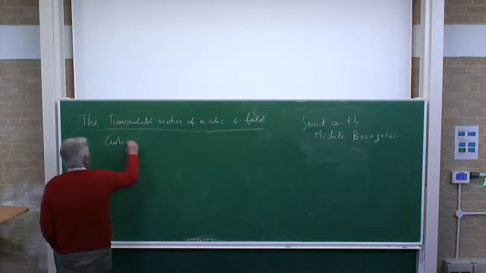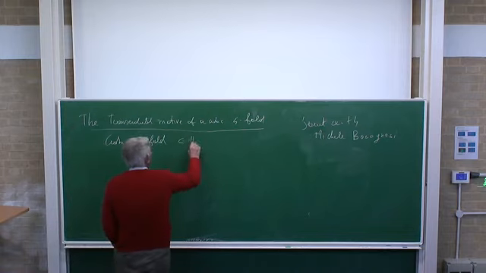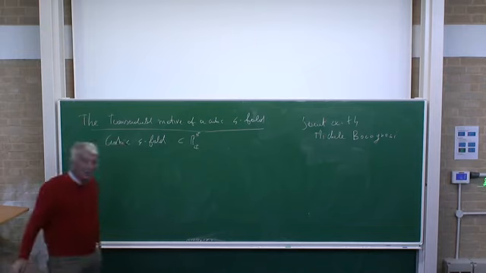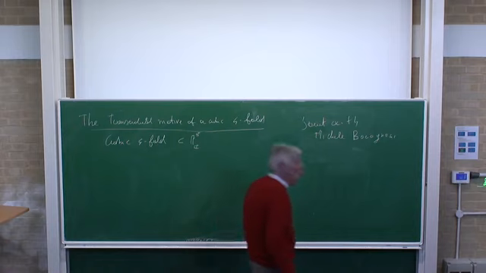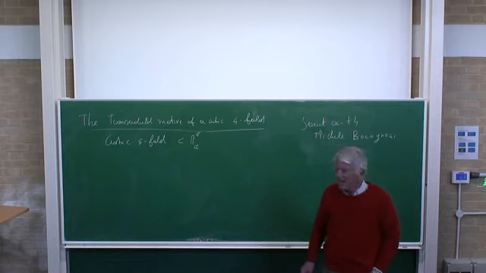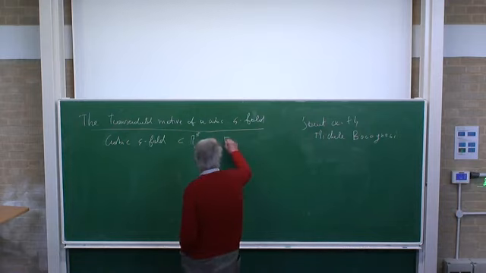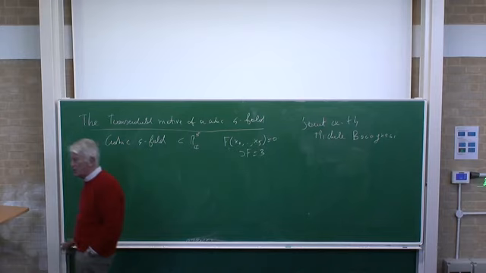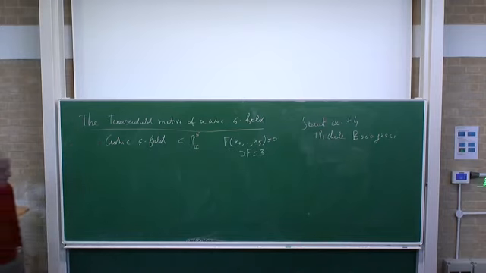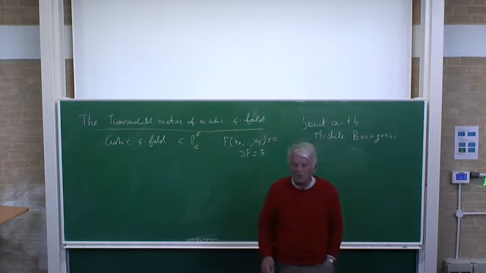So a cubic fourfold is just a hypersurface contained in P^5 over C, and it's a very easy definition. It's just the locus of an equation of degree 3, a hypersurface defined by some F with the degree of F equal to 3. That's what it is.